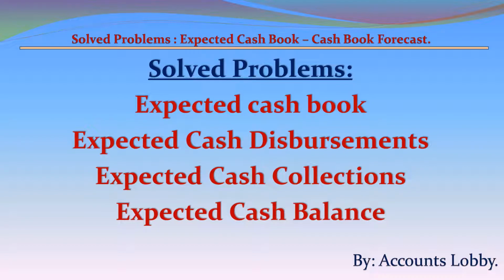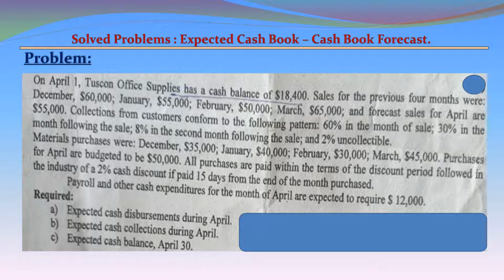Solved problems. Expected cash book, expected cash disbursements, expected cash collections, expected cash balance. Problem. On April 1, Tuscan Office Supplies has a cash balance of 18,400.